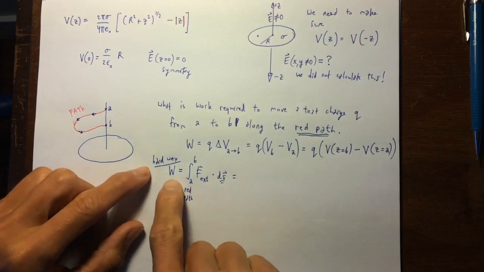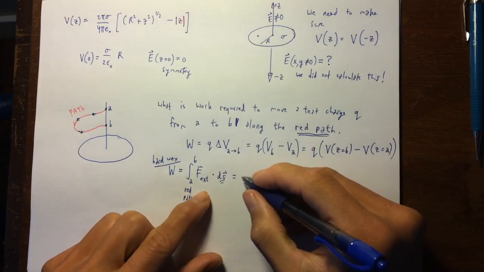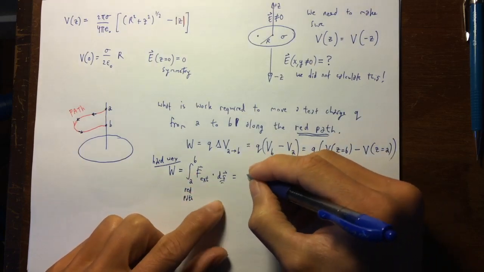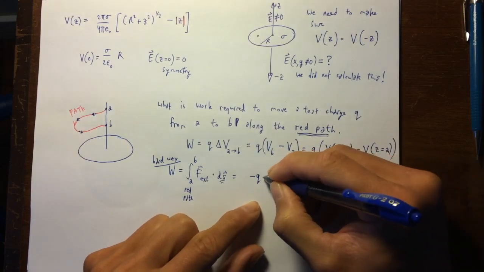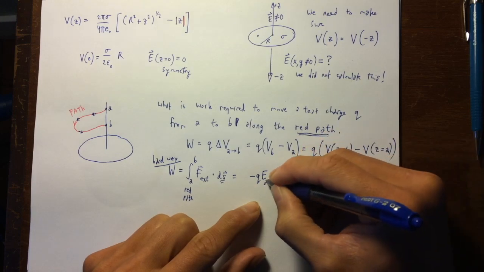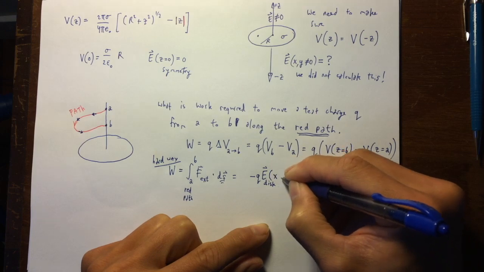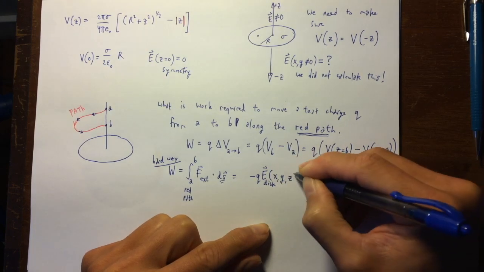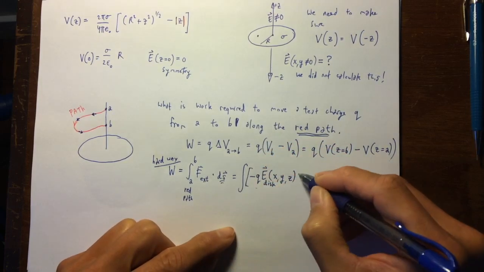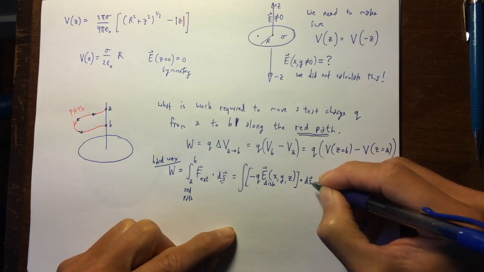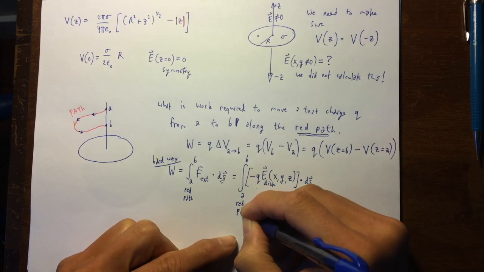And the way that we're going to do this work, I've mentioned this a few videos ago, or maybe just one video ago, is we're going to use an external force that exactly matches the electric field of the disk, right? And the electric field of the disk is a function of x, y, and z, and we're going to integrate this dotted with ds's that take us along the red path from A to B.